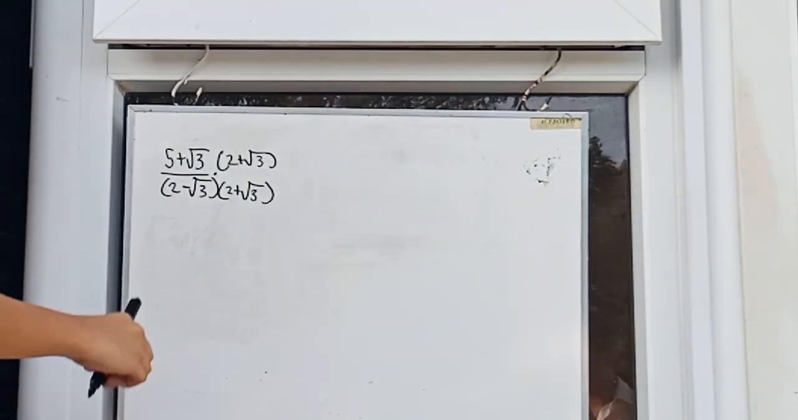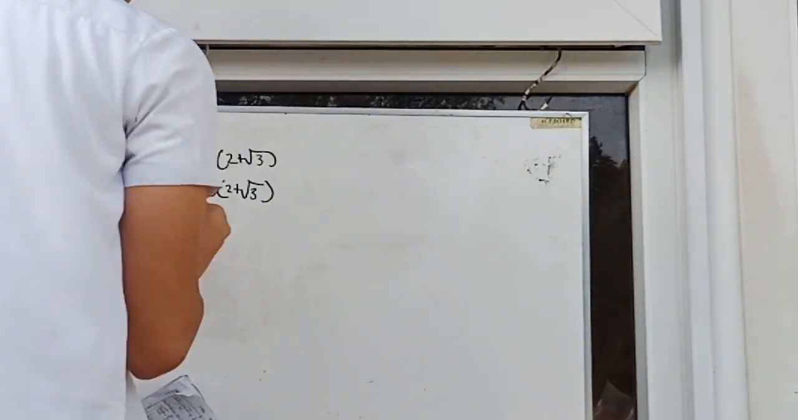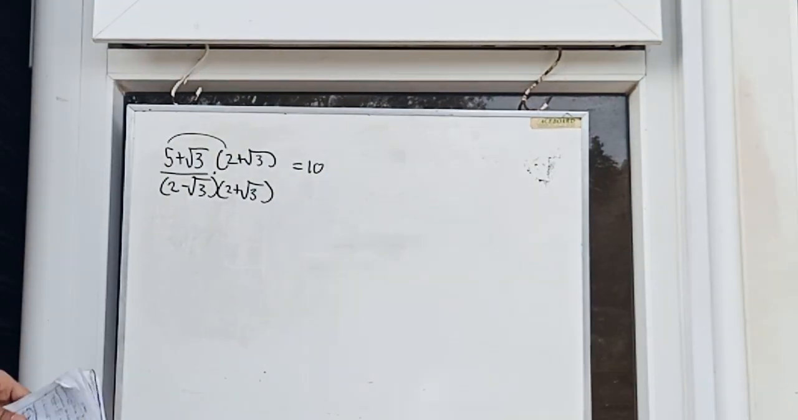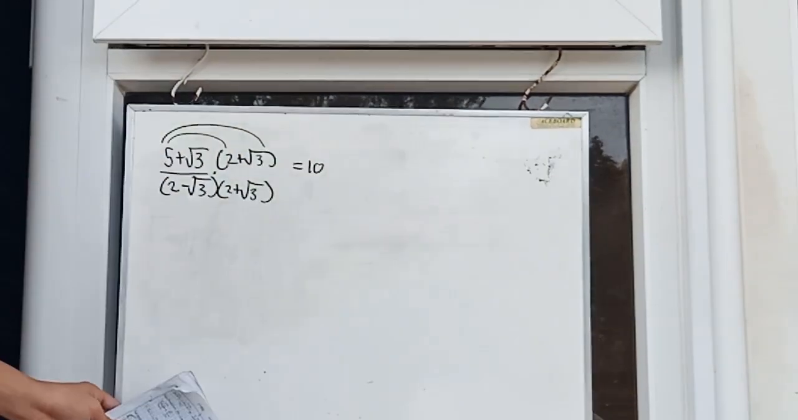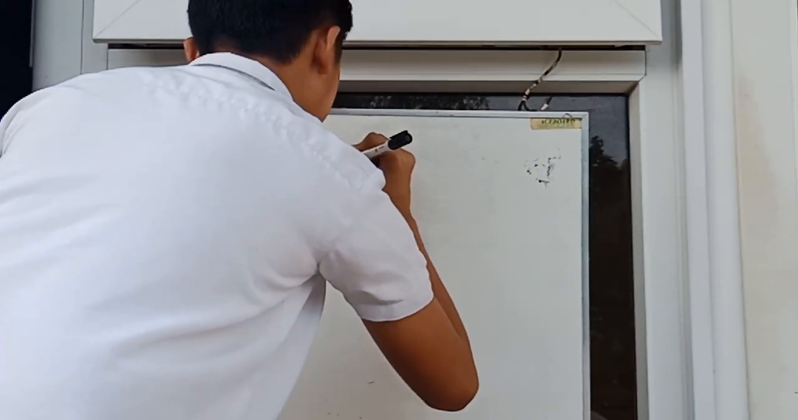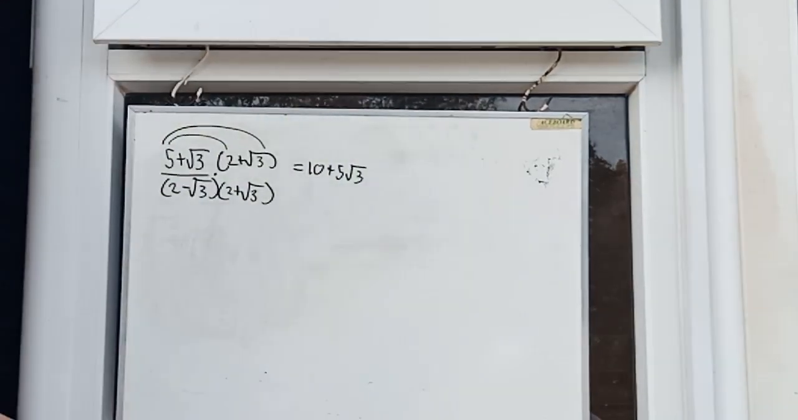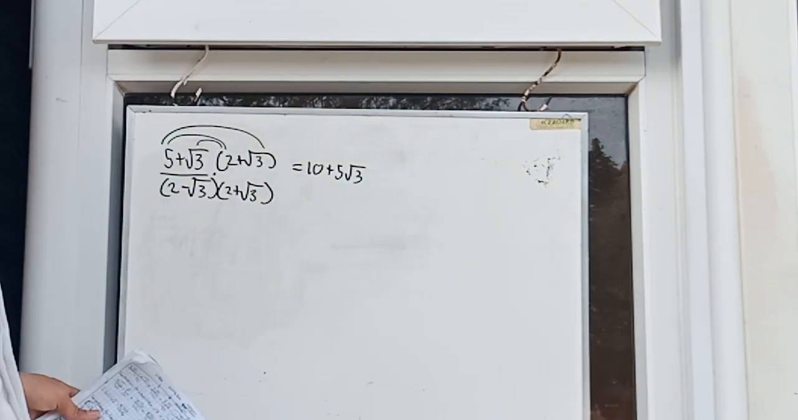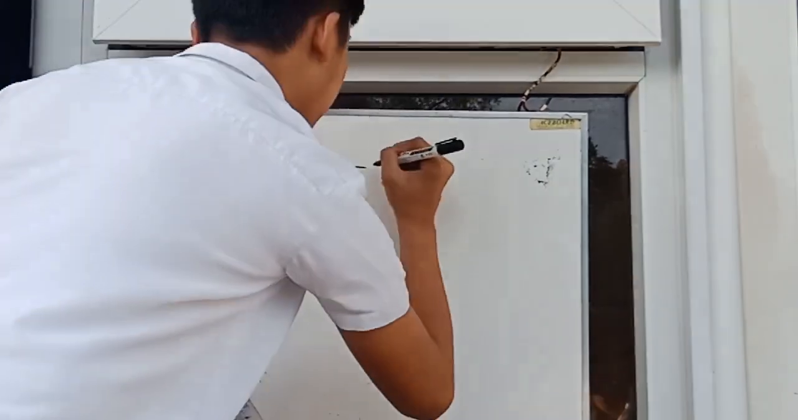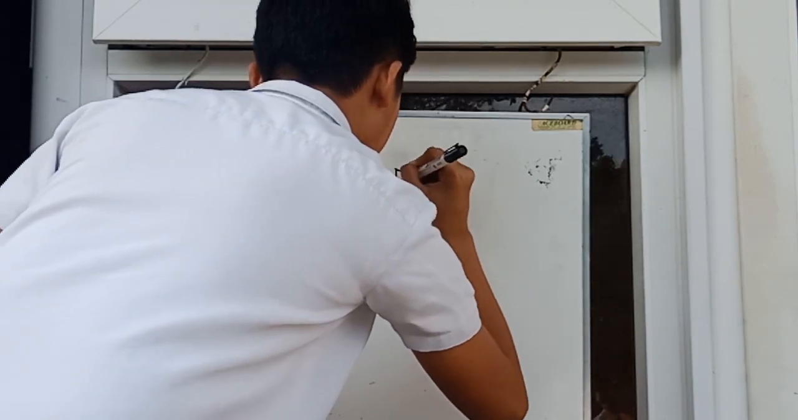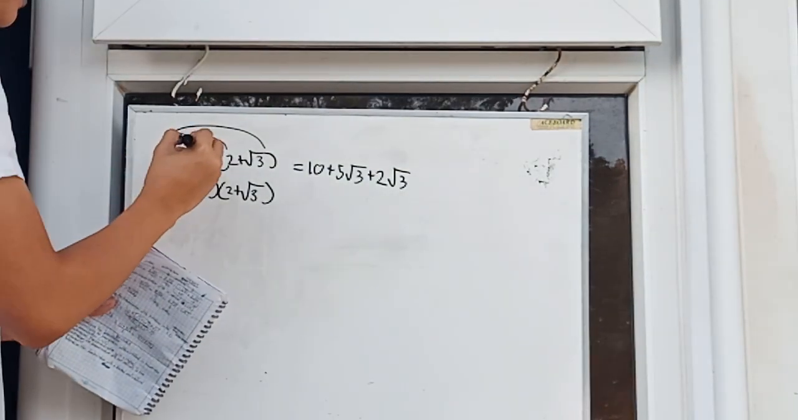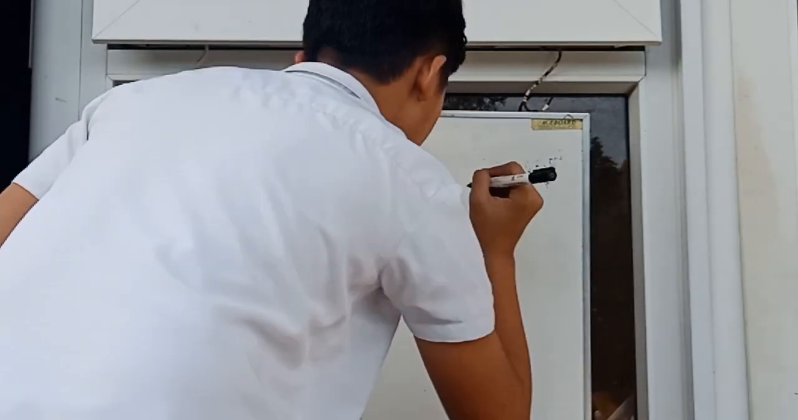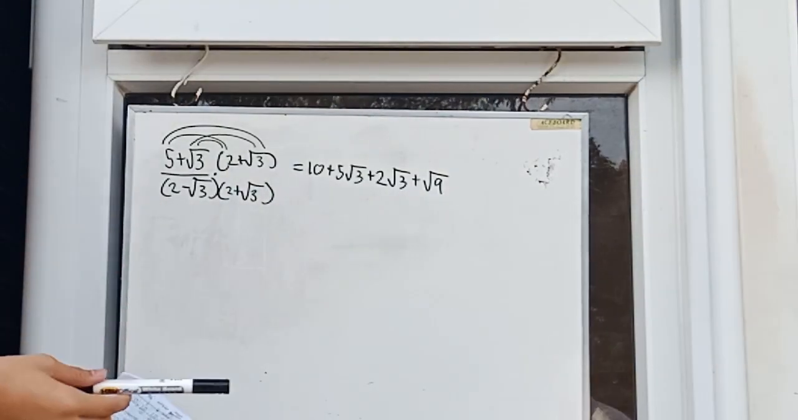Now after that, we distribute. So 5 times 2 is going to be 10, and 5 times the square root of 3 is going to be positive 5 square root of 3. After that, we distribute all of them. Square root of 3 times 2 is positive 2 times the square root of 3, and the square root of 3 times the square root of 3 is the square root of 9. I'm going to simplify this later, but let me just continue.